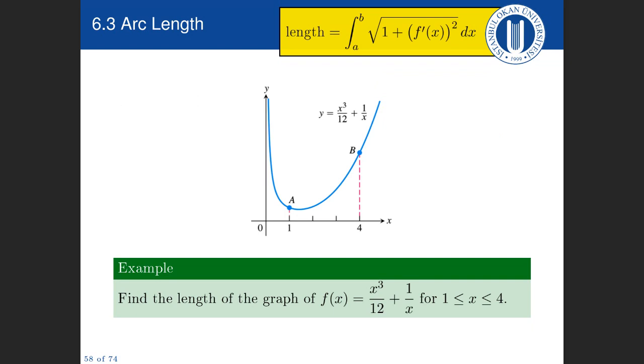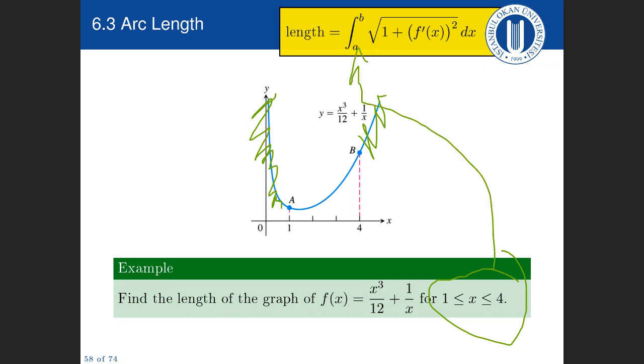Find the length of the graph of f of x equals x cubed over 12 plus 1 over x for x between 1 and 4. So in the picture, we're not doing the right-hand part and we're not doing the left-hand part. We're only interested in the curve between 1 and 4. Well, that tells us our limits of integration. We need to take our function, differentiate it, square it, plus 1, and then take its square root.